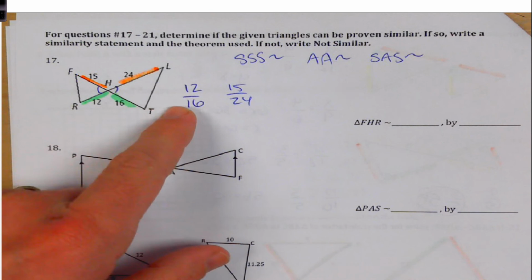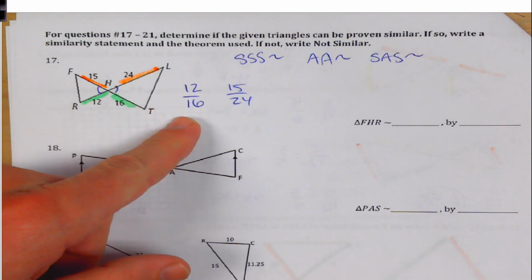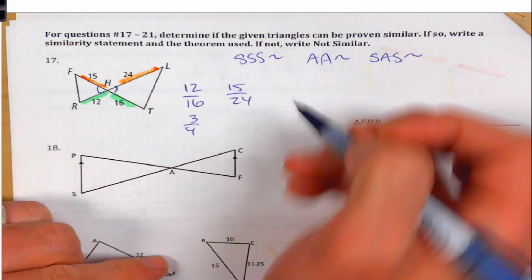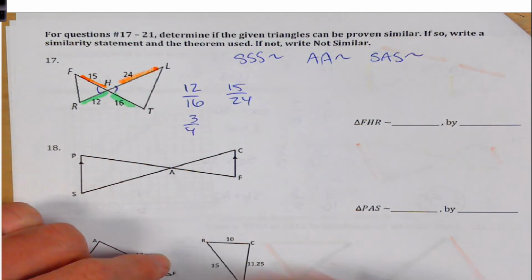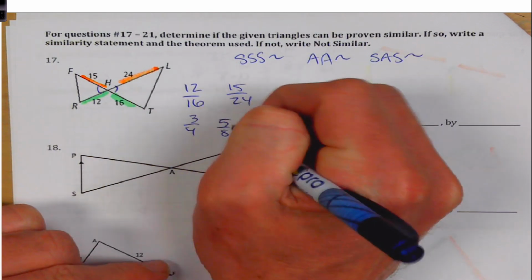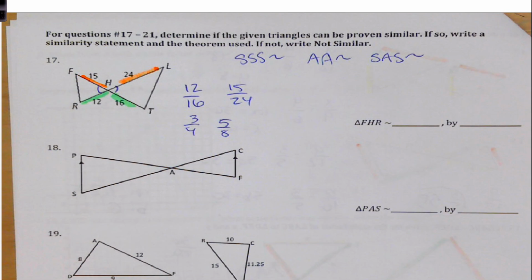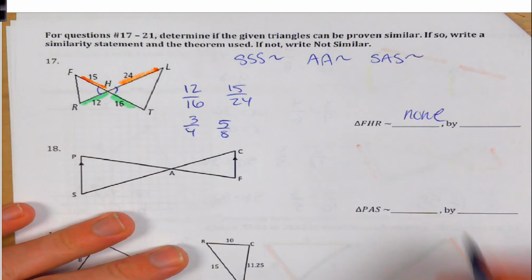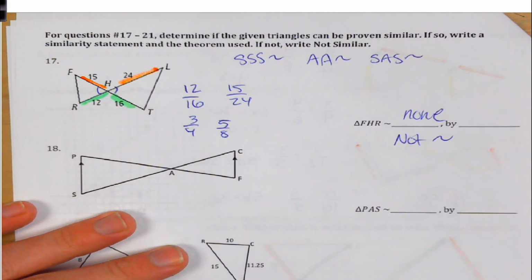6 goes into both of the, no it doesn't. 4 goes into both of those. That would be 3 over 4. And let's see what goes into those. 15 over 24, I don't know if that reduces correctly. That goes over to 5 over 8. So these do not reduce the same. They're both divisible by 3, but it doesn't quite hit it. So because of that, they're not proportional sides, so we would say none, or not similar.